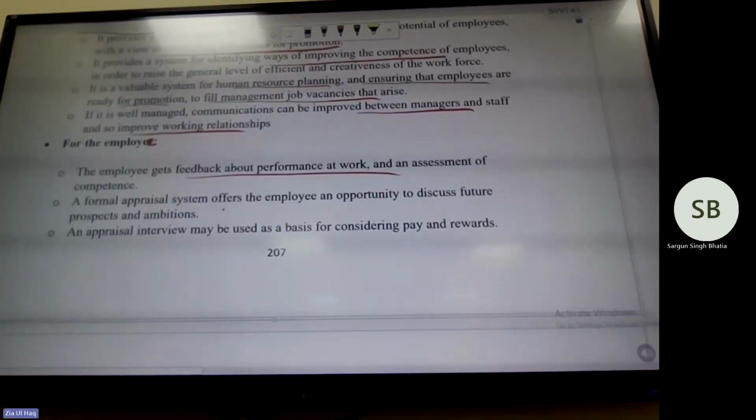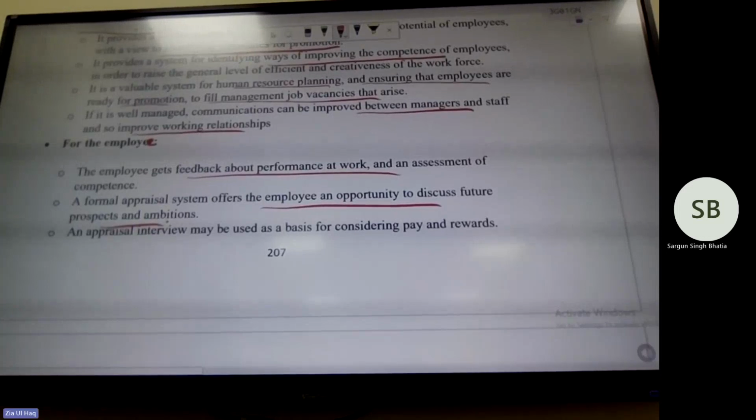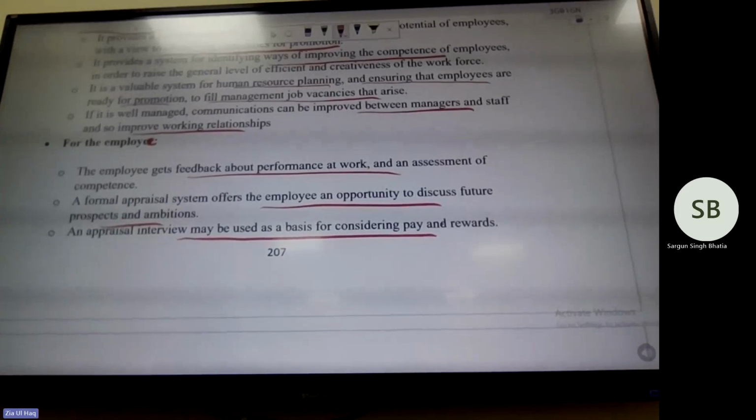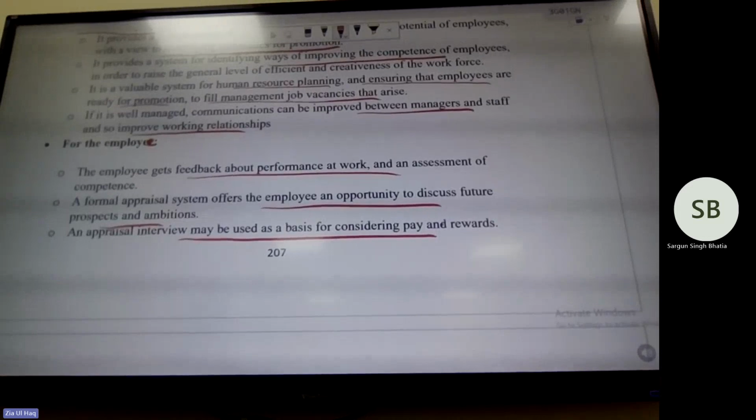A formal appraisal system offers the employee an opportunity to discuss future prospects and ambitions. He can think about his future progress. The appraisal interview may be used as a basis for considering pay and reward. Through this, the employee will be in a position to realize if his pay is not increasing, why it is not increasing, and if his pay is increasing by such a percentage, what the reason behind it was.